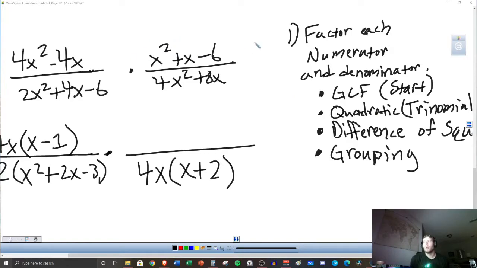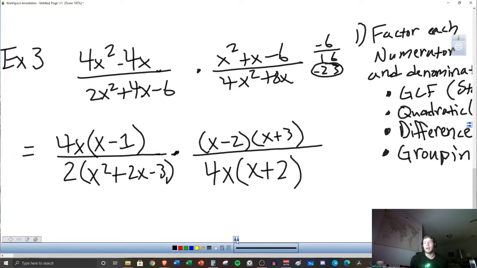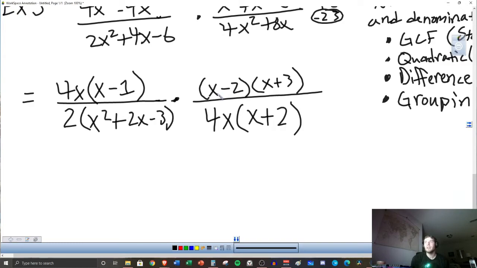So what adds to get 1 but multiplies to get -6? So we have 2 and 3, and the 2 needs to be negative. So I'm going to go ahead and write this: x minus 2, x plus 3. Now, if we can factor any more, we need to do that. And I'm looking around at these. The numerators seem factored to me. The denominator over here is factored to me, but here I have another trinomial.